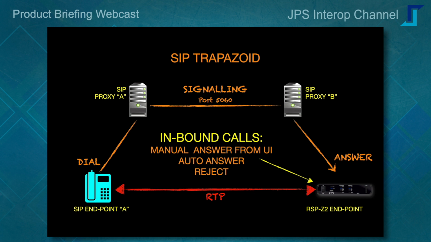How does the RSP-Z2 answer these calls? There are several ways we can do this, and this is some of the enhancements we've added into the RSP-Z2 SIP interfaces. One of those is to manually answer calls through the user interface, the web interface. We'll show you that in a moment. We can also create an auto answer, or even reject inbound calls.